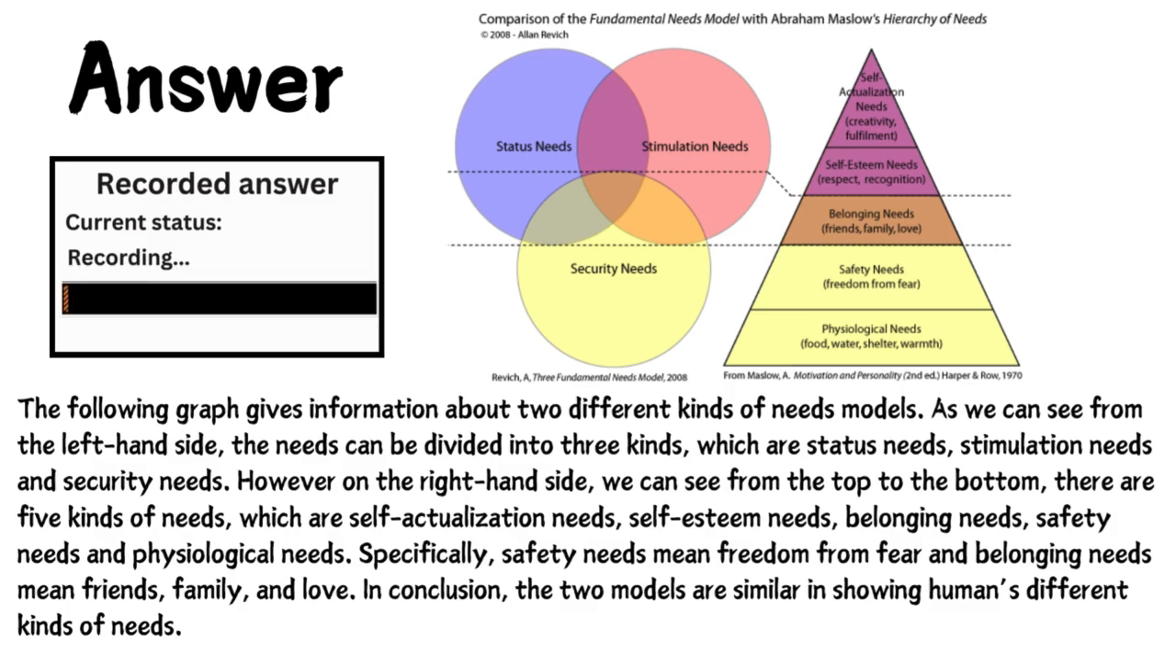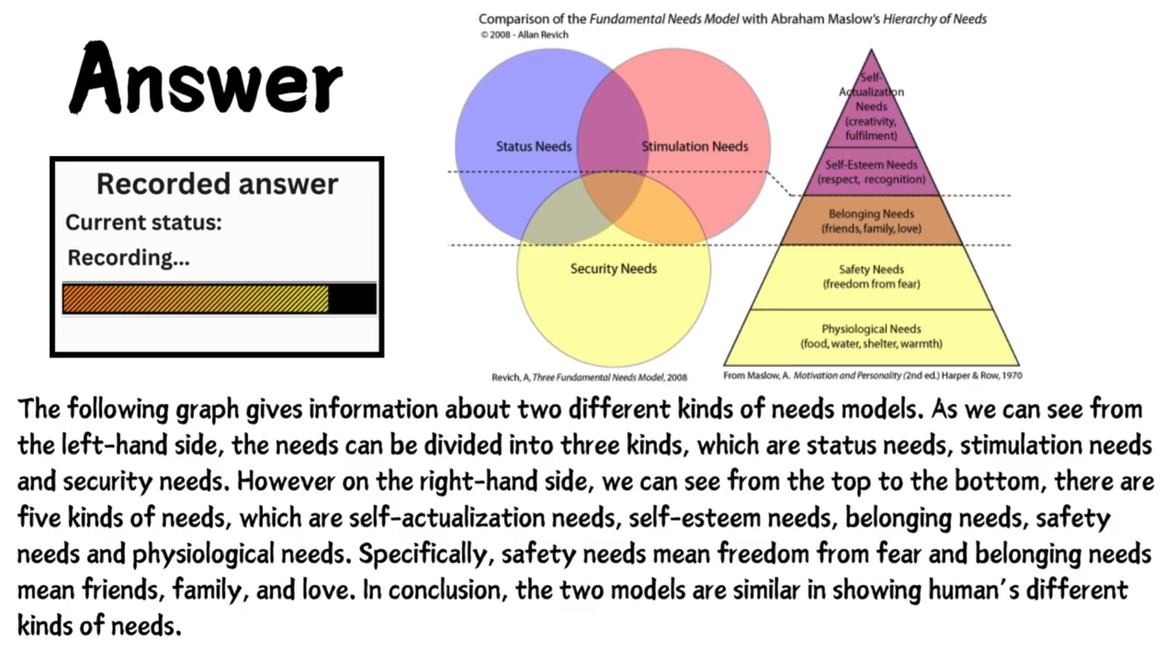The following graph gives information about two different kinds of needs models. As we can see from the left-hand side, the needs can be divided into three kinds, which are status needs, stimulation needs, and security needs. However, on the right-hand side, we can see from the top to the bottom, there are 5 kinds of needs, which are self-actualization needs, self-esteem needs, belonging needs, safety needs, and physiological needs.